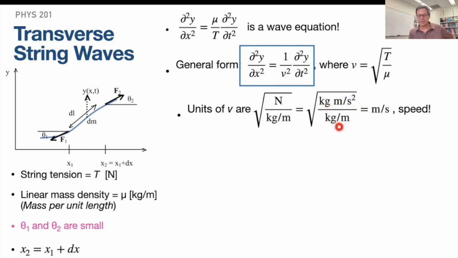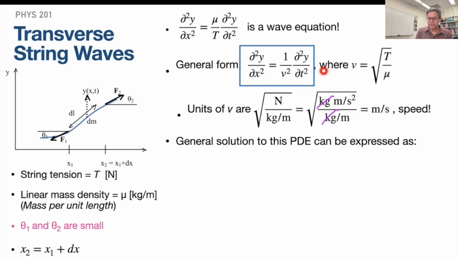And divide by kilograms per meter. So I see that the kilogram cancels here, and I have meter per second squared over meter. Over inverse meters. That's going to become meter squared over second squared. Take the square root, just gives me meters per second. So dimensionally, it works out, right? So T over mu, take the square root, gives me something in units of speed.